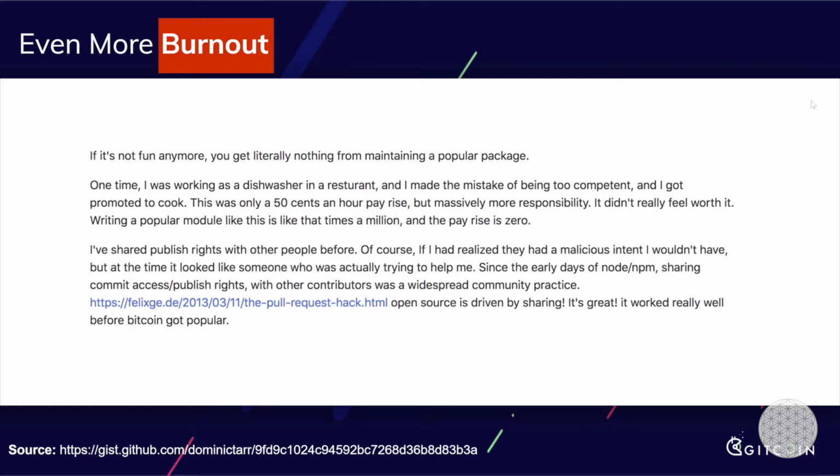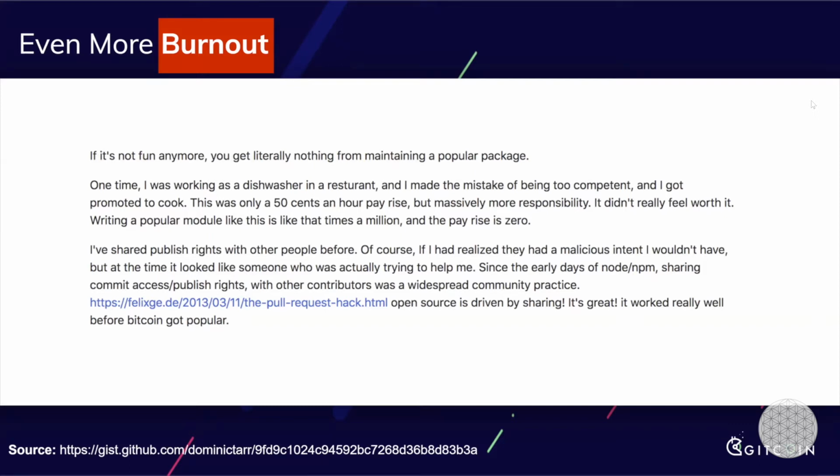And it's a really good example because he gives a very apt analogy of the problems maintainers face, which is, if you're working as a dishwasher at a restaurant, you might be competent by accident or on purpose, and you'll get promoted. You'll become, say, a cook in this example. And that was only a 50-cent pay rise an hour, but it was massively more responsibility. It wasn't that great, but it's actually still better than the change that happens to maintainers as their modules or libraries get more popular, which is that they have an increase of responsibility by a factor of like 1,000, and the pay rise is 0.